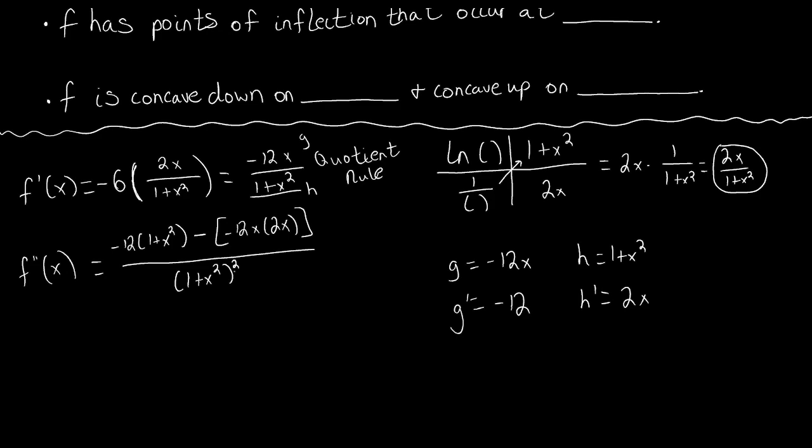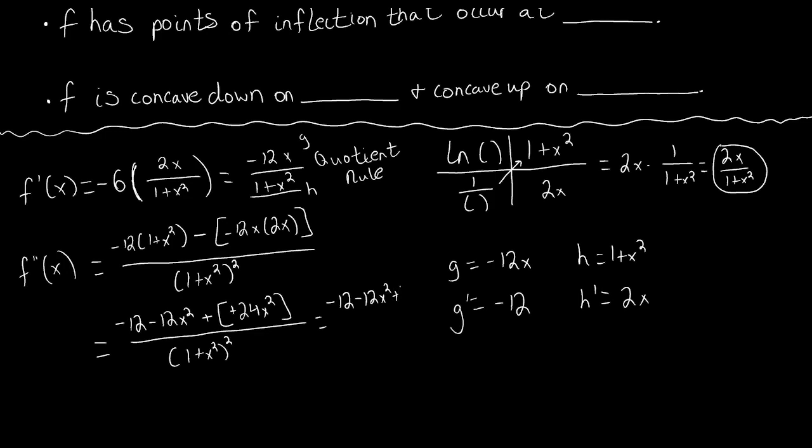Okay? And so now when we get to this point, we're going to do a lot of simplification and combining of terms just to make it easier for us to deal with our second derivative. So we're going to distribute -12 into this parentheses and get -12 minus 12x squared. And then we're going to subtract whatever this quantity is, and -12x times 2x gives us -24x squared, right? And this is still all over 1 plus x squared, squared. So here, if we multiply this negative times a negative, we get a positive, right? So the top part of our fraction now becomes -12 minus 12x squared plus 24x squared.